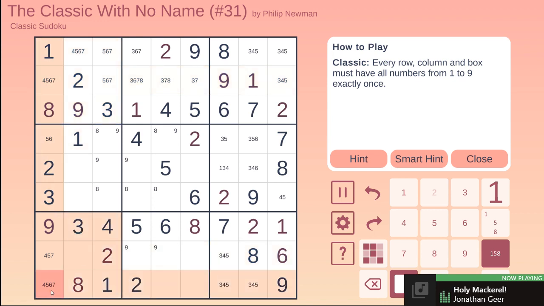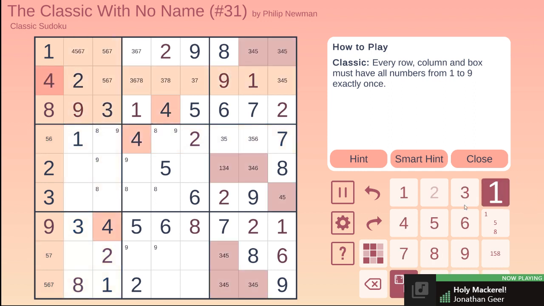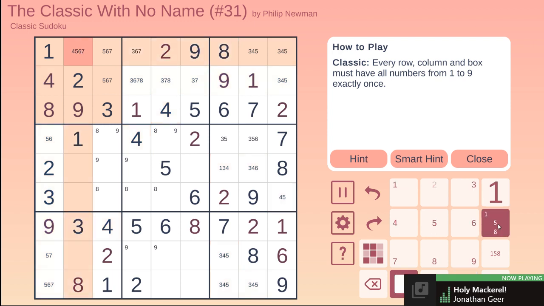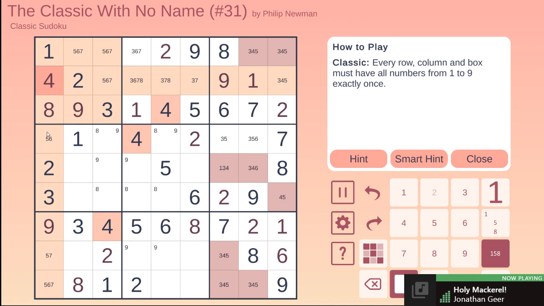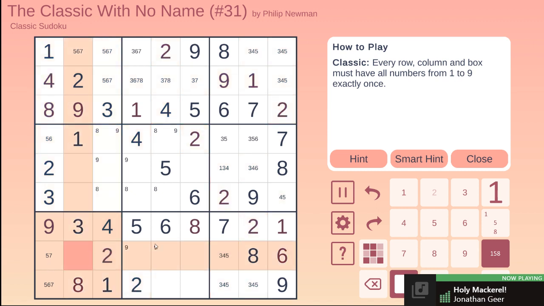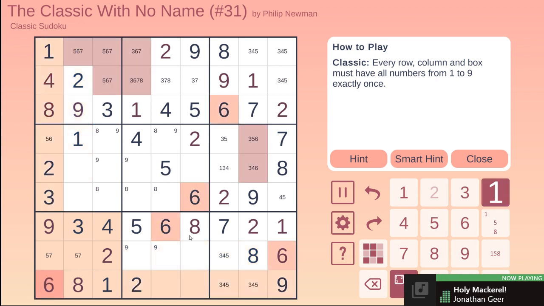Wait. No, I'm wrong. These can't be 4s. And this can't be a 4. So this is definitely a 4. I was very wrong. Which means this can't be a 4. Okay, that's great. This is a 5, 6. This is a 5, 7. This is a 5, 6, 7. This is also a 5, 6, 7. But this can't be a 6. So this is another 5, 7. Thus making this a 5, 7 pair. This has to be a 6.